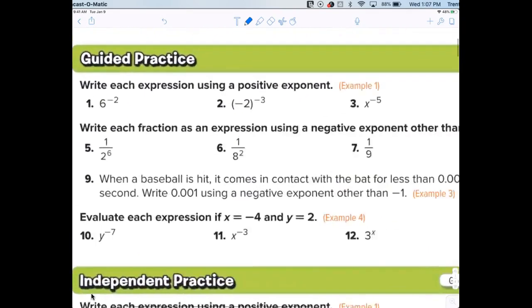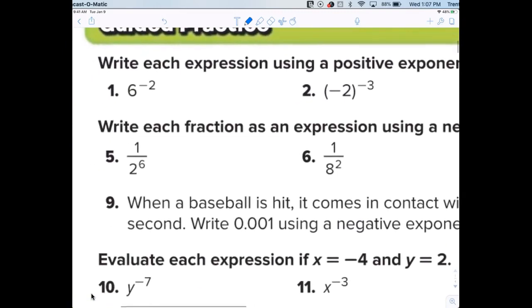All right, let's start with number 1 now. Let's see how good I did. All right, Mr. Strickland, what's the answer? If I'm going to write just positive exponents, what would I do for number 1? 1 over 6 to the power of 2. Yes, I like that. 1 over 6 to the power of 2, or 1 over 6 squared.